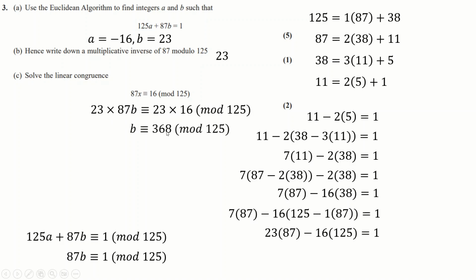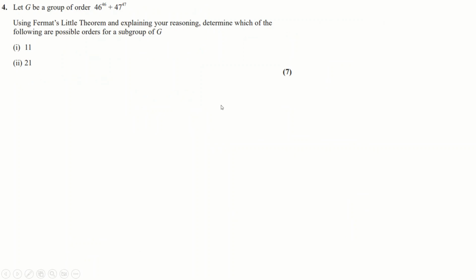These two things multiply to make this, and then this isn't one of the usual residue classes that you use. So just take away 125 a couple of times and you get down to there, and that would be the more usual answer to leave it as, and that will be our answer, which is cool. Okay, 4 is another question about groups.